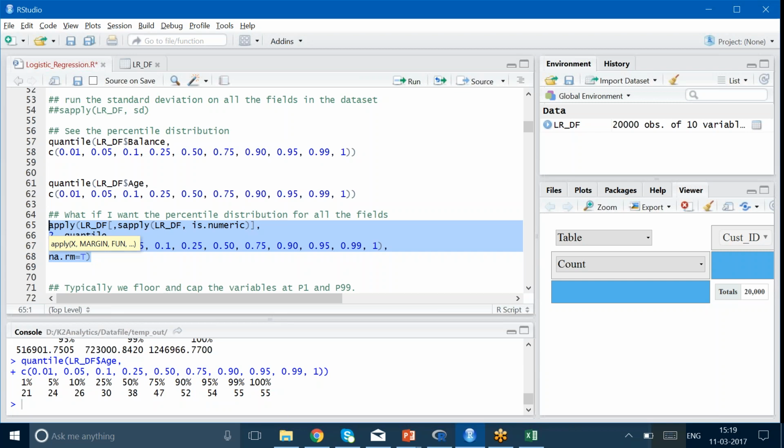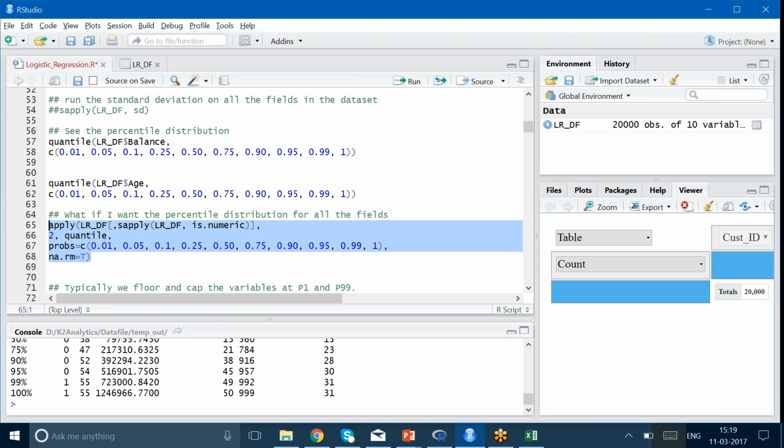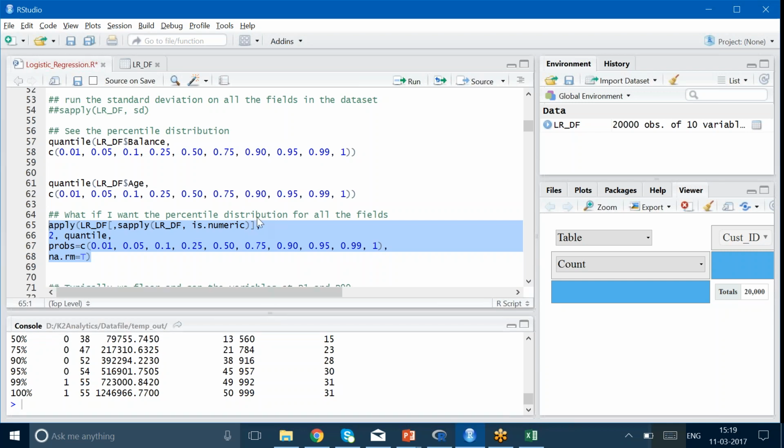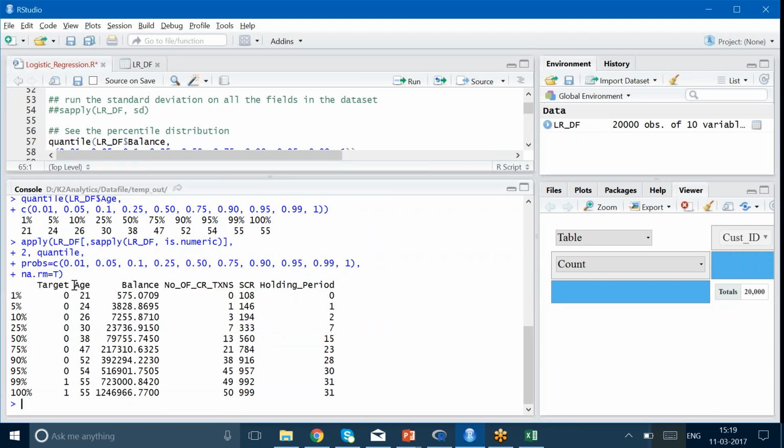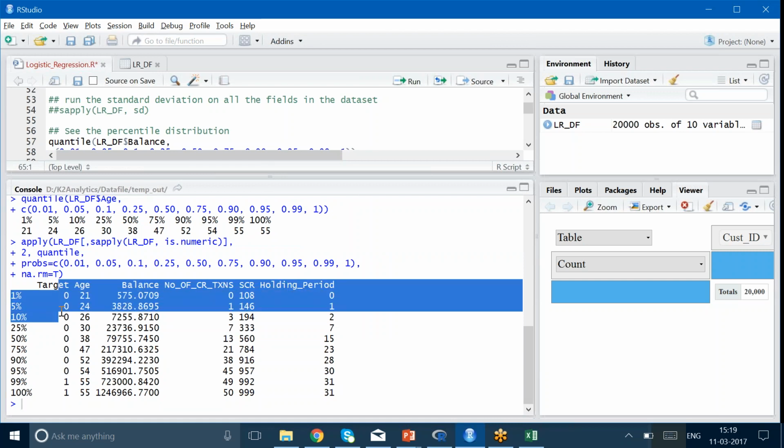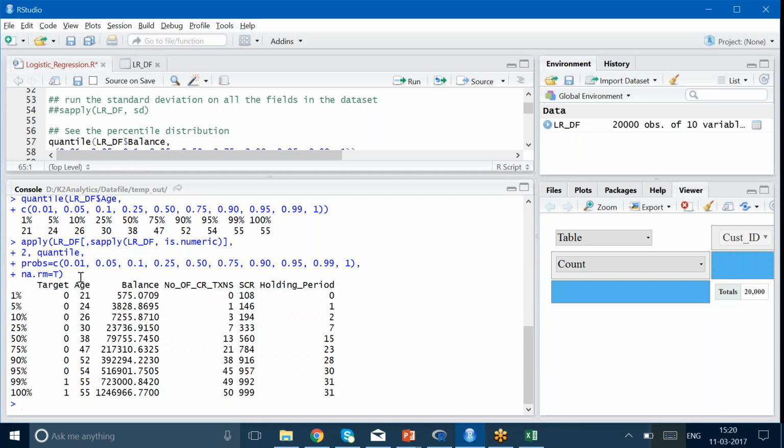I'm not going to explain the syntax because we are in analysis. In analysis, I'm going to talk more about interpretation of numbers. So is there a way by which I can run this for all the continuous variables? Yes. So it has been done for target, age, balance, number of credit transactions, holding period. Anyways, target I'm not bothered about. So I'll see for age.